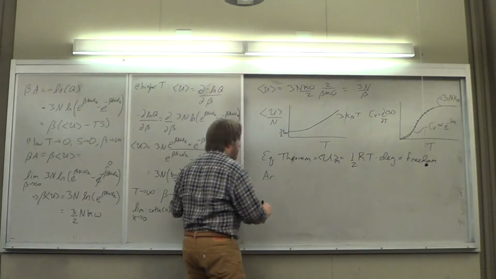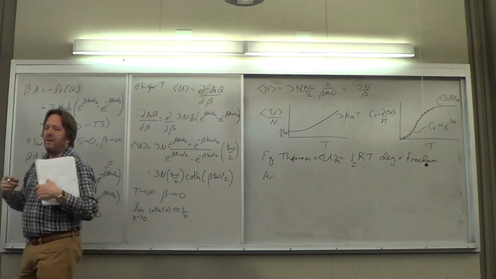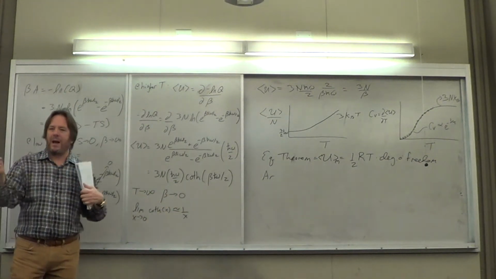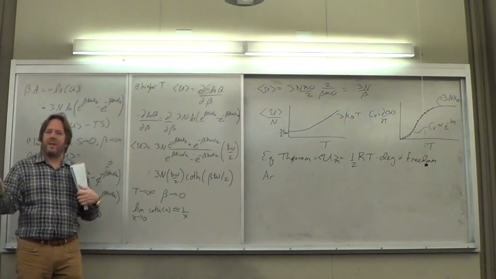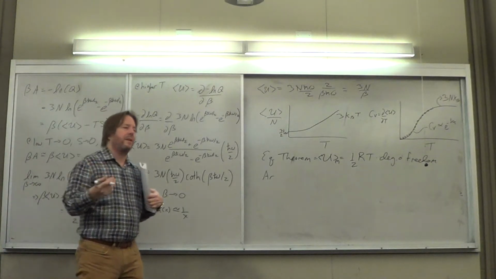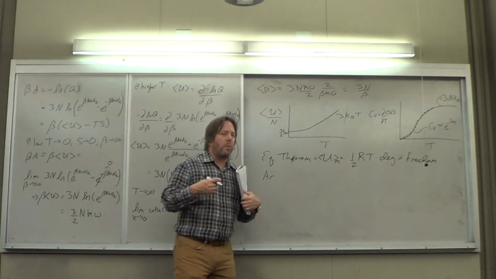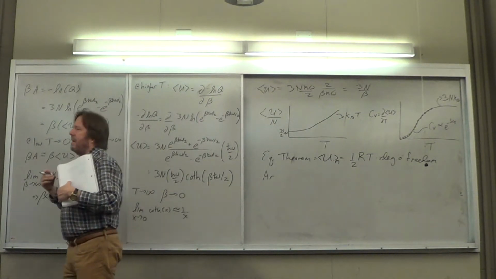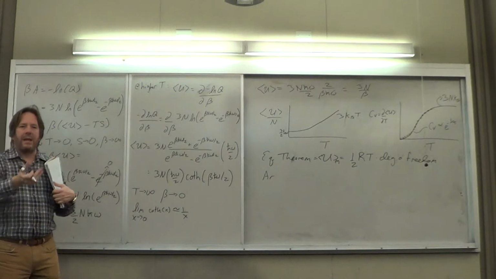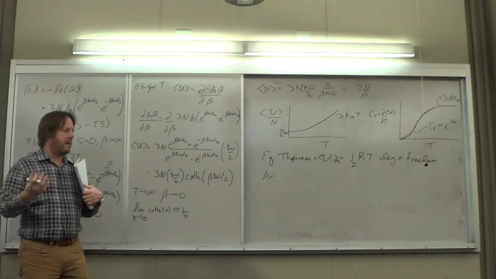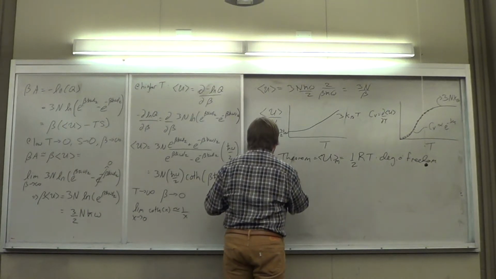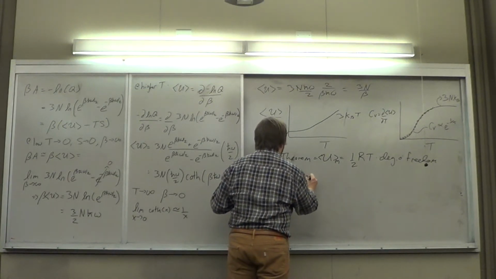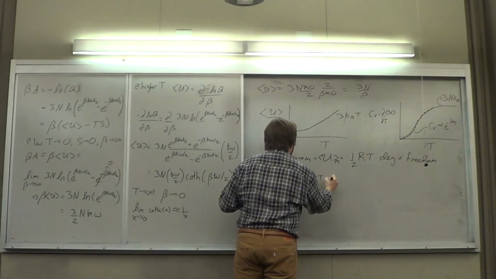What's an argon atom? What are its degrees of freedom? 3. Why? Translation. It can bounce off the walls, that's it. And we live in 3 dimensions. It has 3 degrees of freedom. And the equipartition theorem says that its ability to move in X, Y, and Z each takes 1/2 RT of energy. It will absorb that. So degrees of freedom are 3, and therefore the average internal energy is 3 halves RT.